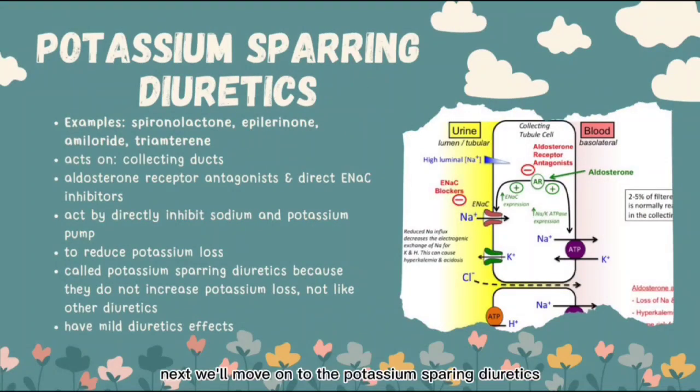Next, we'll move on to the potassium sparing diuretics. There are a few examples of them, which are spironolactone, eplerenone, amiloride, and triamterene. Potassium sparing diuretics mainly act on the collecting ducts, and they are aldosterone receptor antagonists and direct epithelial sodium channel inhibitors. They act by directly inhibiting the sodium and potassium pump in order to reduce the potassium loss. The reason why they are called potassium sparing diuretics is because they do not increase potassium loss, unlike other diuretics. And potassium sparing diuretics only have a mild diuretic effect.